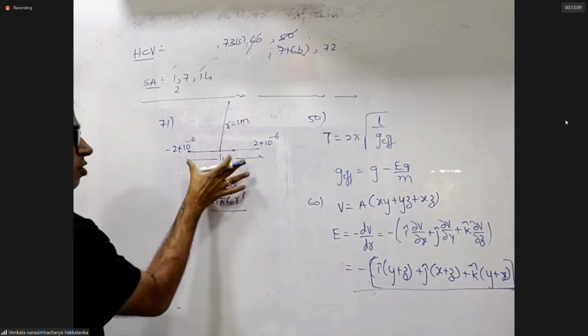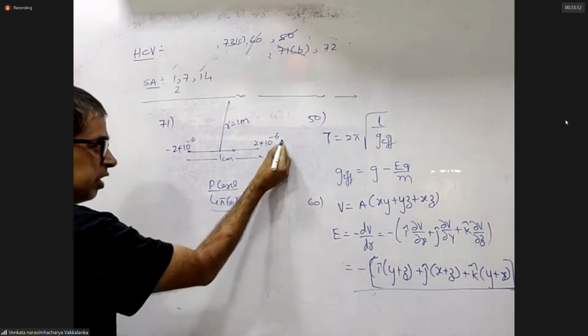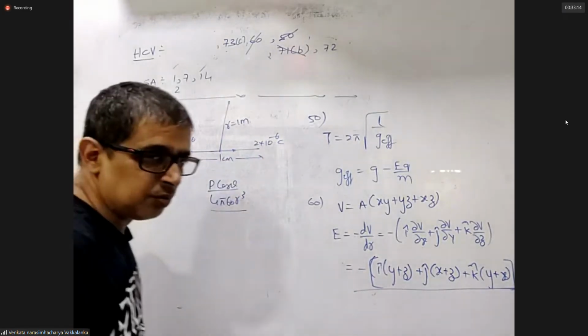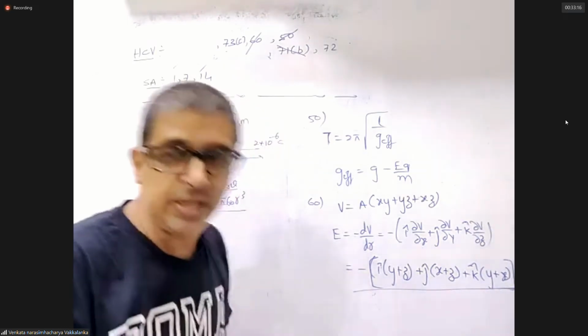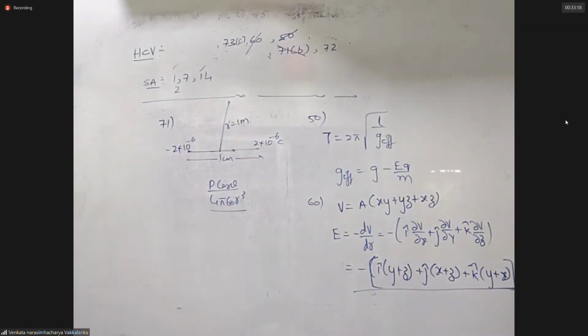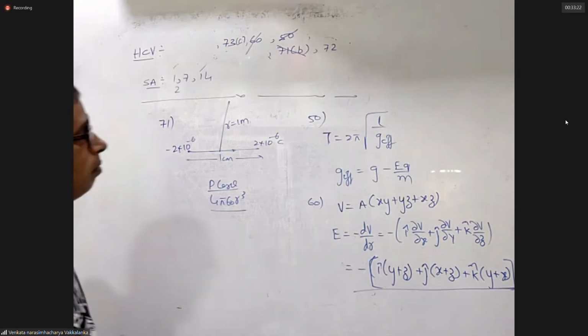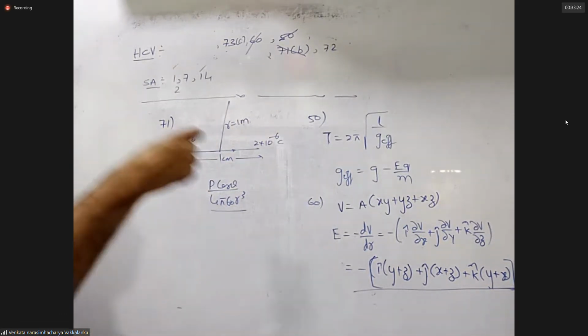P value is this into length. This is in coulomb, this is in centimeters. Please convert centimeters to meters. Can you do it now? Say something.